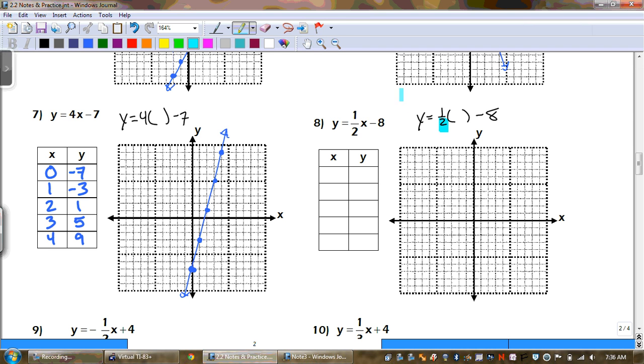Whatever the fraction is, that's what we want to count by. Okay? So if I have 0, I want to count by, what's my next number? 0 plus 2 is 2. 2 plus 2 is 4. Okay? And I'm going to do the same thing on the opposite side. We're going to count by 2's to get our answer. Okay? So go ahead and pause the video. I want you to plug in all those numbers, get the answers, and graph it. Think you can do that? Good luck.